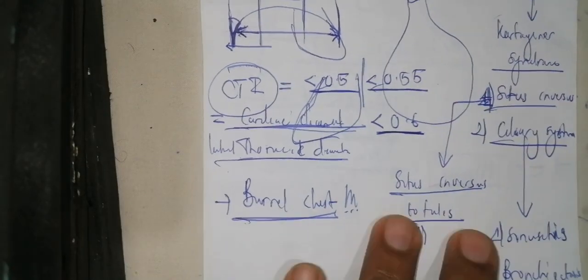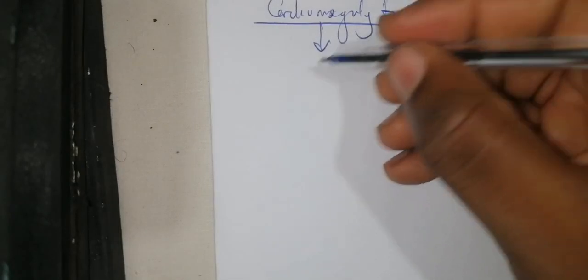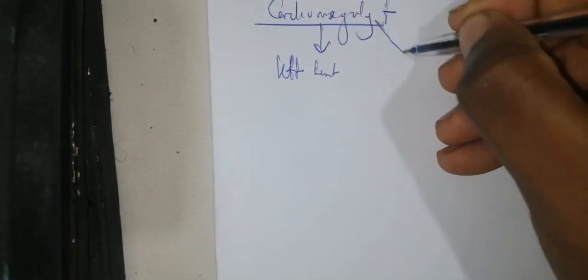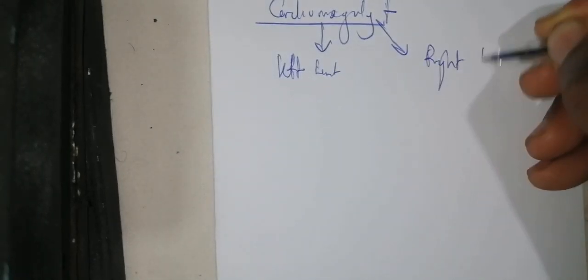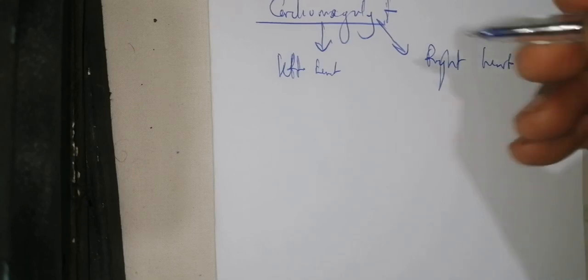Is it clear? Now we need to find out the etiologies of cardiomegaly. When you have cardiomegaly, what can you think of? You need to know that cardiomegaly is divided into two. Is it clear? Either it is the left heart that is hypertrophied, or it is the right heart that is hypertrophied. Those are the different things that you have to know.